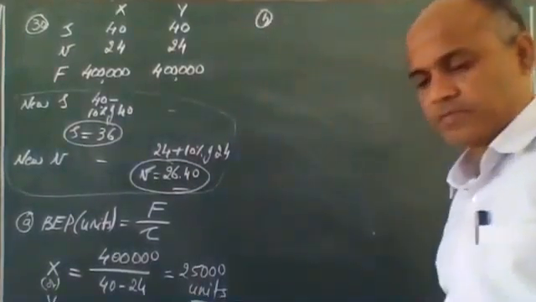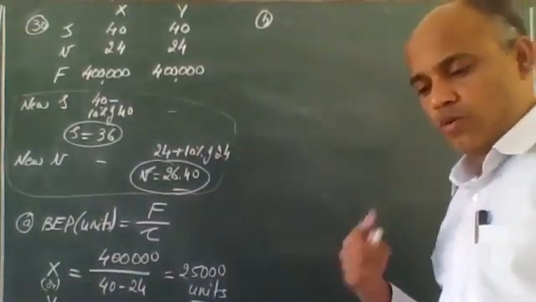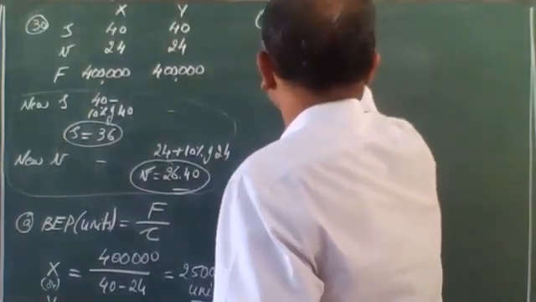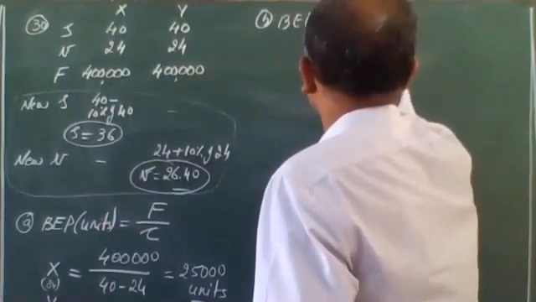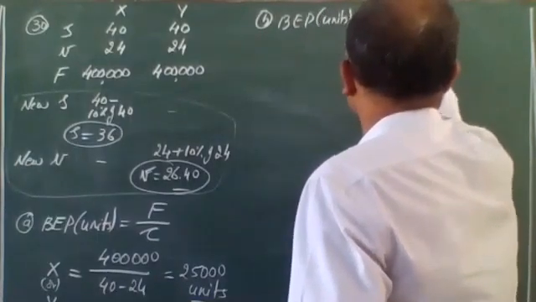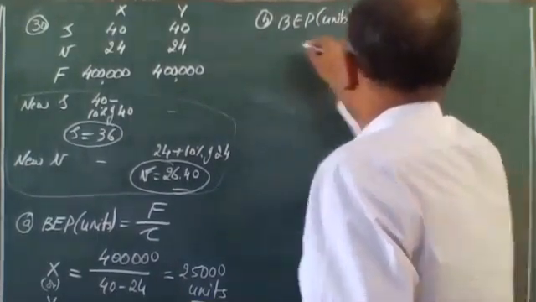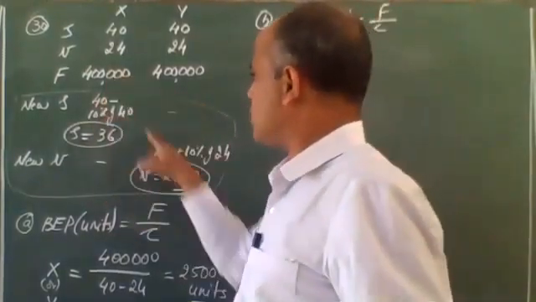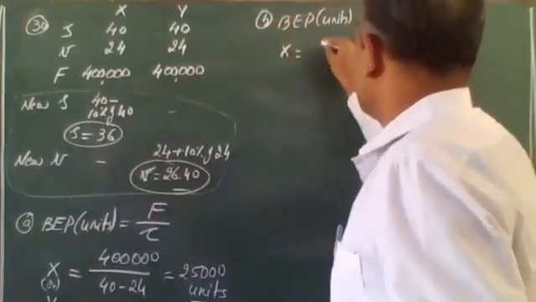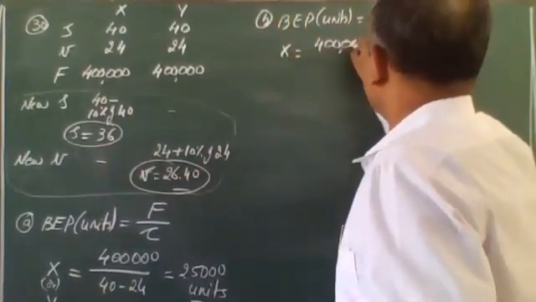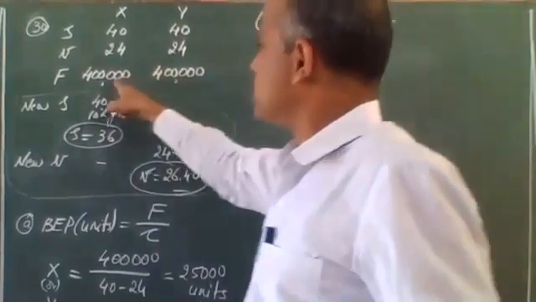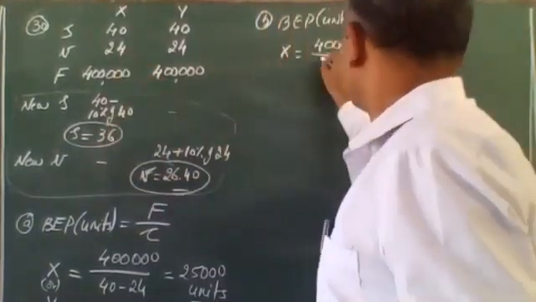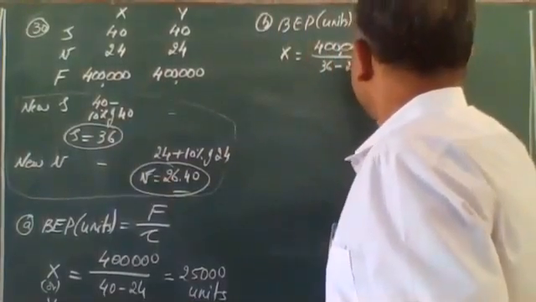B bit, it says the new break-even point. So what is break-even point in units? Again, the same formula, fixed cost by contribution per unit. For X, it will be different here because the fixed cost has not changed for X, but the selling price has changed. So it is 4 lakh rupees divided by contribution per unit, which is selling price minus variable cost per unit. It is 36 minus 24.